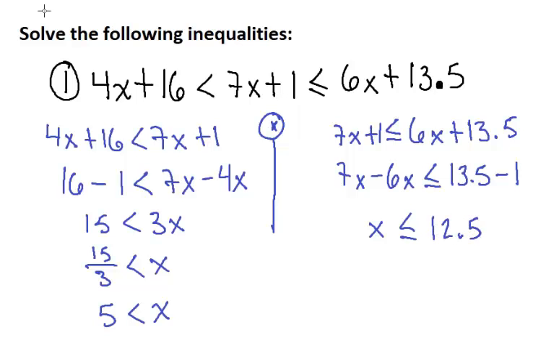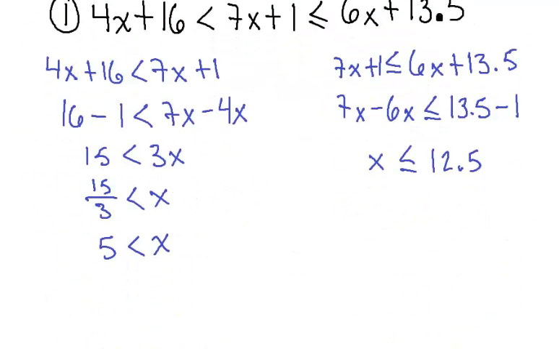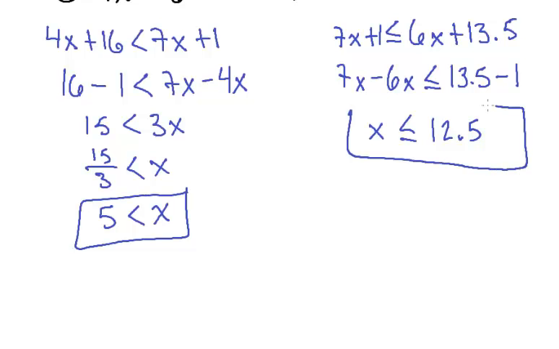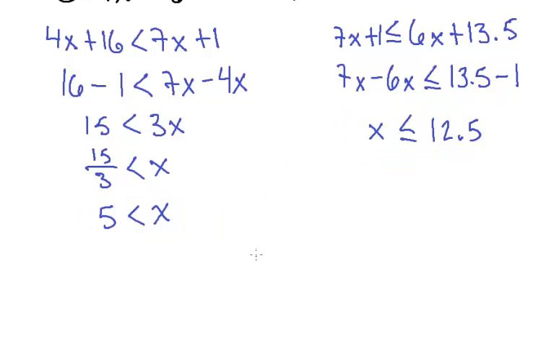So now that I found both of the answers, I am going to combine them. That will be the second step. First step, split, done. Second step, solve, done. Third step will be combining. So how are we going to combine these things? Well, we're going to make sure these two x's join into a single x. And then we just copy the rest. It's going to look like this. 5 less than x less than or equal to 12.5.